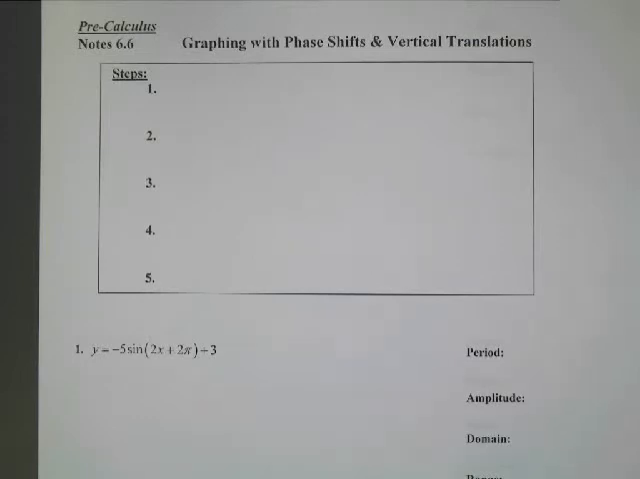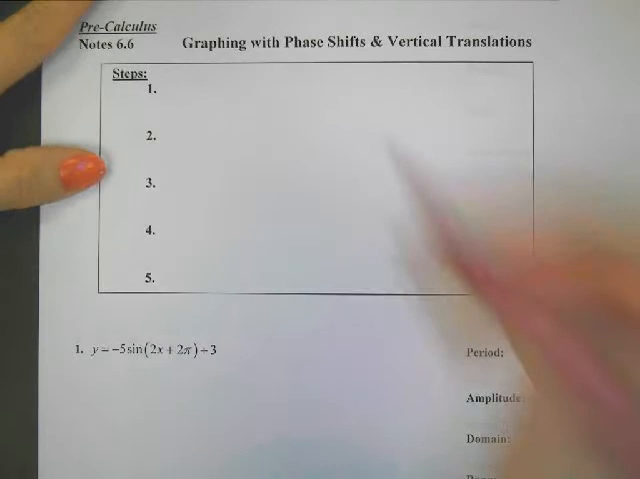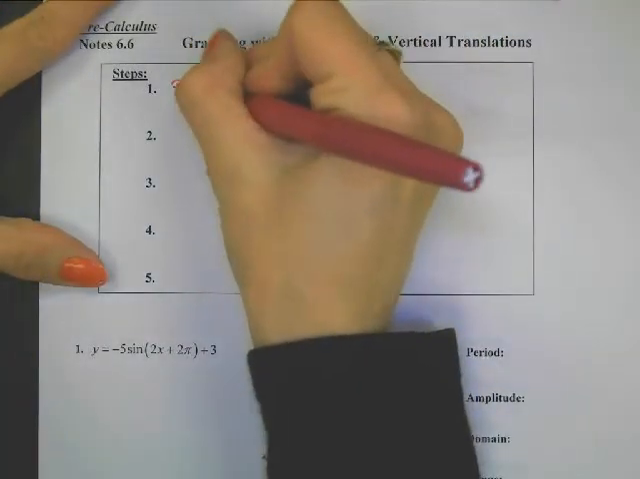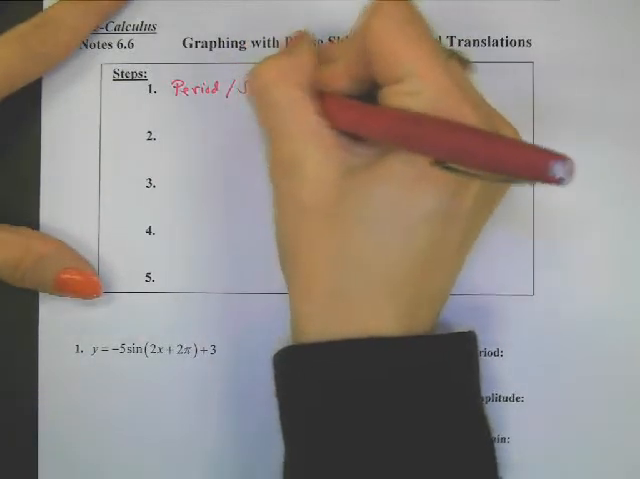So this lesson deals with graphing, phase shifts, and vertical translation. What helps some students is to make a list of the steps and the order in which you should think about these things. The first thing you need to consider when graphing trigonometric functions is, can you find the period? And then can you find the section?